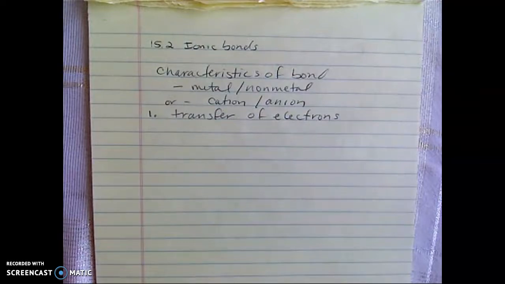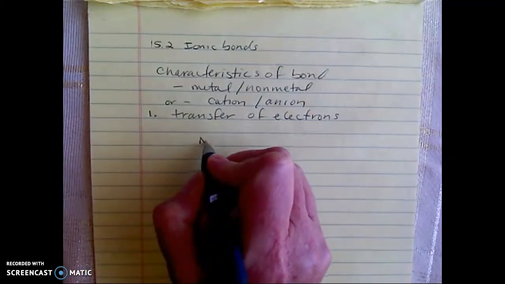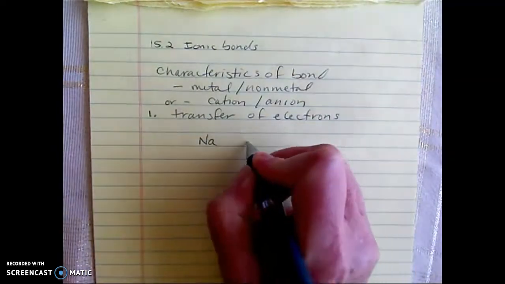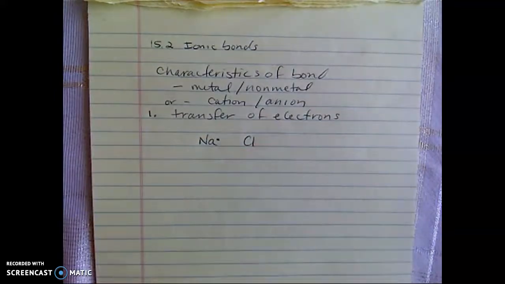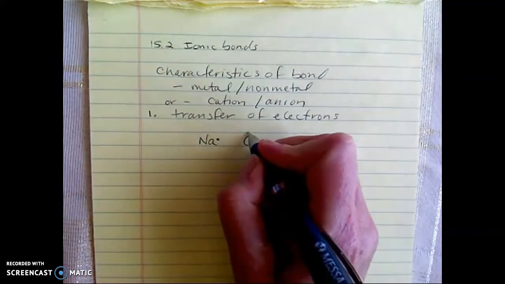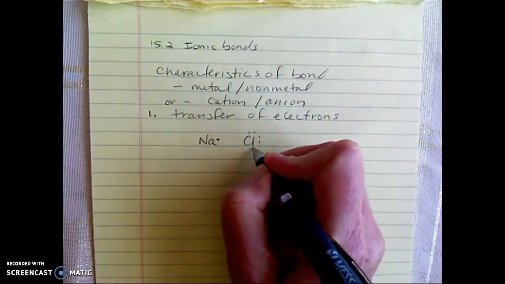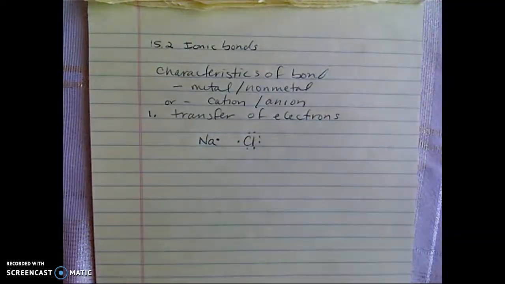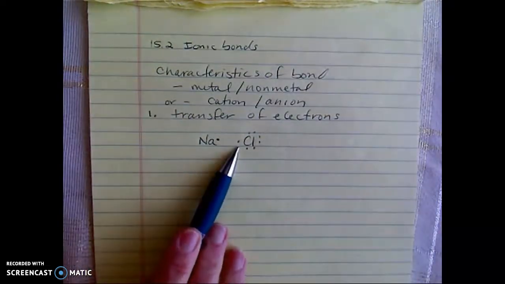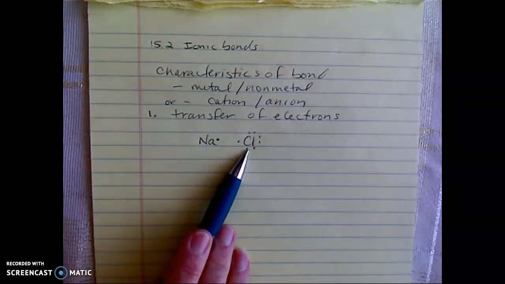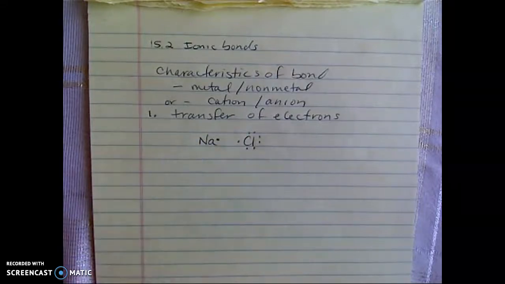So if we look at our dot structures, that's going to help us to show it a little bit better. So let's look at making salt, table salt, from sodium and from chlorine. Sodium has one valence electron, so it has one dot. Chlorine is in group 7A, so it has 7 valence electrons. And you can see that sodium's got 1, chlorine's got 7, chlorine needs 1, sodium can give that away.